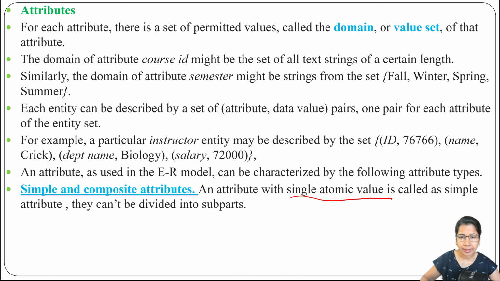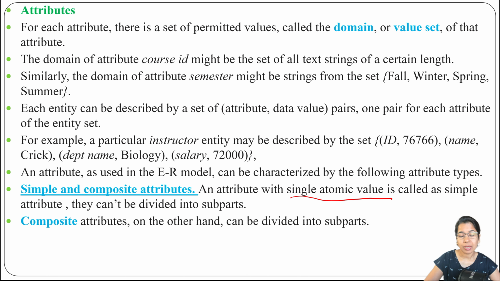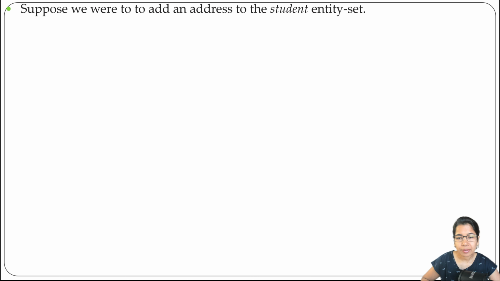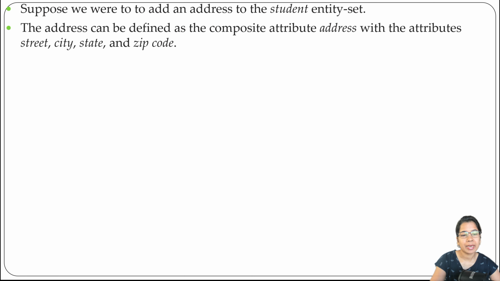They cannot be divided into subparts, for example ID. An attribute, on the other hand, which can be divided into subparts is called a composite attribute. Suppose name can be divided into first name, middle name, last name. So the address of a student entity set can be divided as street, city, state, zip code. So composite attributes help us to group together similar types of attributes. Like all these things we can group as an address.